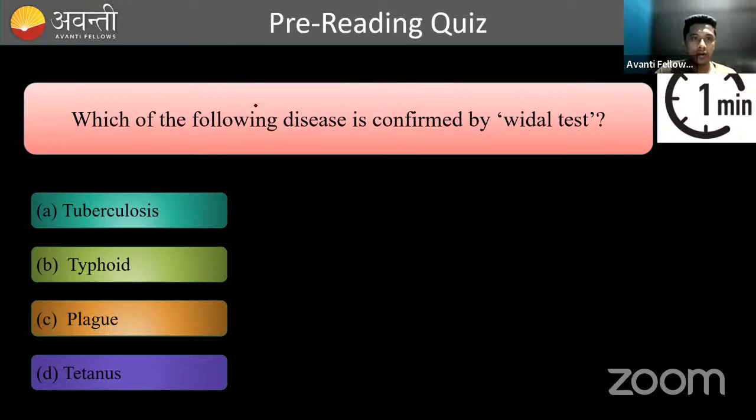As usual, we have a quiz session. So here is your first question. Which of the following diseases is confirmed by a viral test? Your options are tuberculosis, typhoid, plague, and tetanus. Let me launch an MCQ poll. Your polls are live now, so you can answer the question. We have a minute to answer this question.